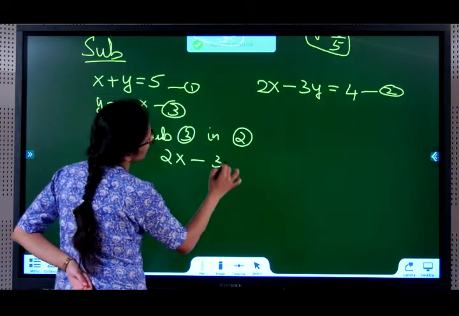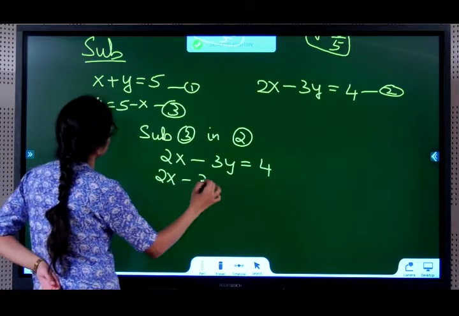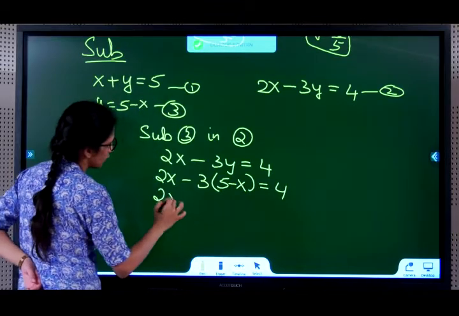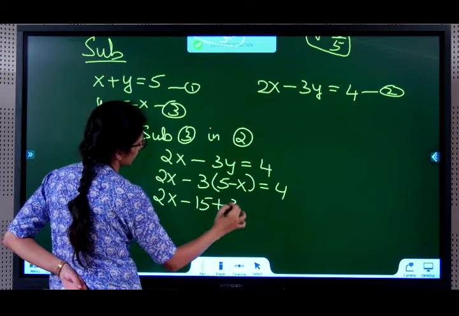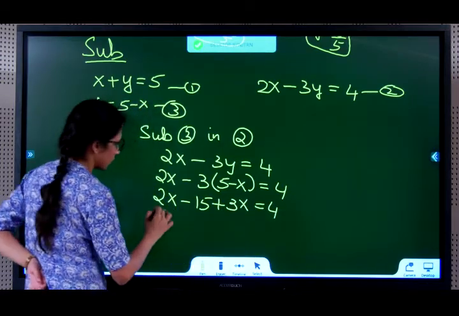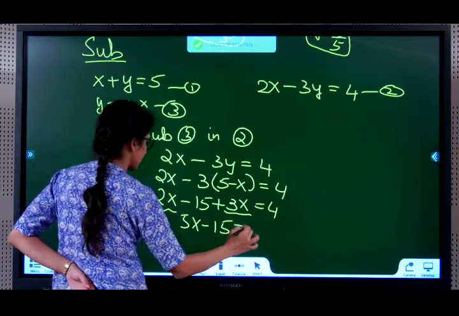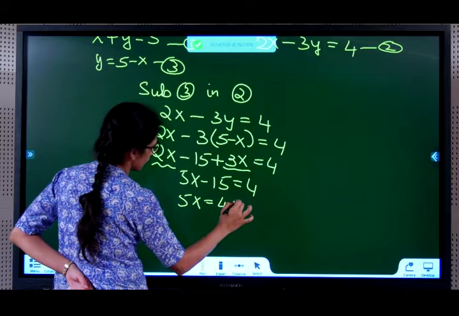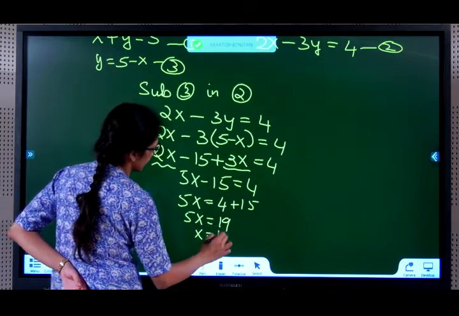2x minus 3y is equal to 4. 2x minus 3 into (5 minus x) is equal to 4. 2x minus 15 plus 3x is equal to 4. 2x plus 3x, 5x minus 15 is equal to 4. 5x is equal to 4 plus 15. 5x is equal to 19. x is equal to 19 by 5.